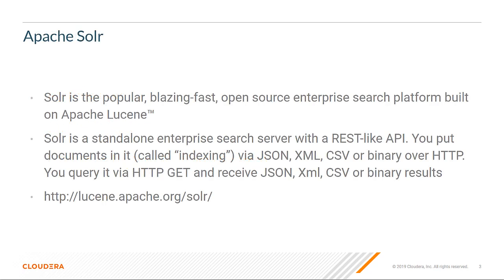Apache Solr is the popular, blazing fast open source enterprise search platform built on Apache Lucene. Solr is a standalone enterprise search server with a REST-like API. You put documents in it, called indexing, via JSON, XML, or binary over HTTP. You query it via HTTP GET and receive JSON, XML, CSV, or binary results. You can read more information about Solr on its web page.